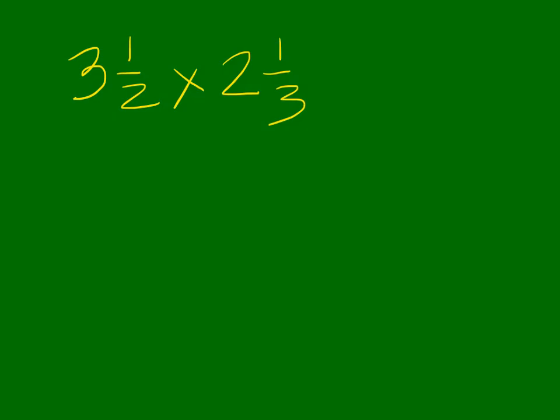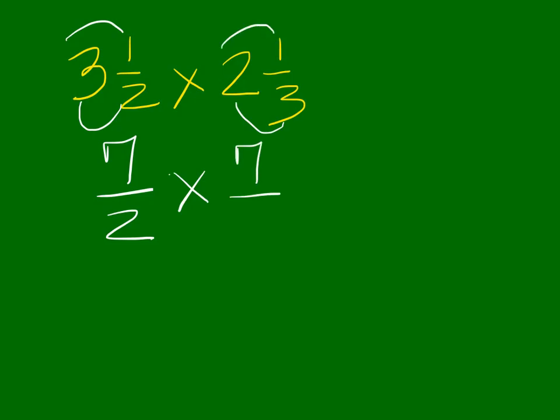Do you remember what we have to do to each of these mixed numbers first? 3 times 2, 6. And then how do we write it? 7 over 2, yes. 2 times 3, and then plus 1 is 7. So what about the next one? 7 over 3. 3 times 2, plus 1 is 7. Put it over 3. Now what do I do?